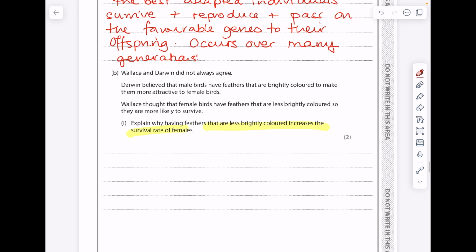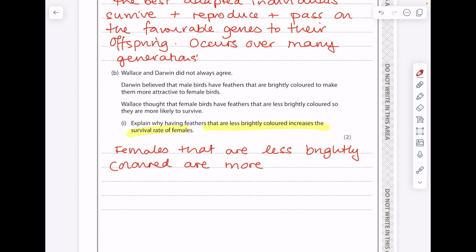I think the main answer here is females that are less brightly coloured are better camouflaged, are more camouflaged, so less likely to be eaten by predators.